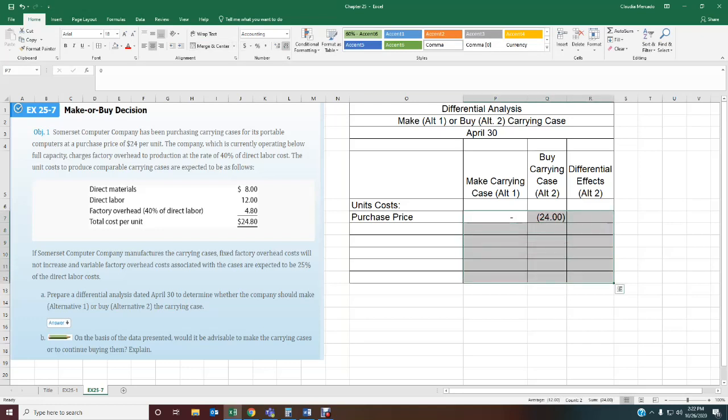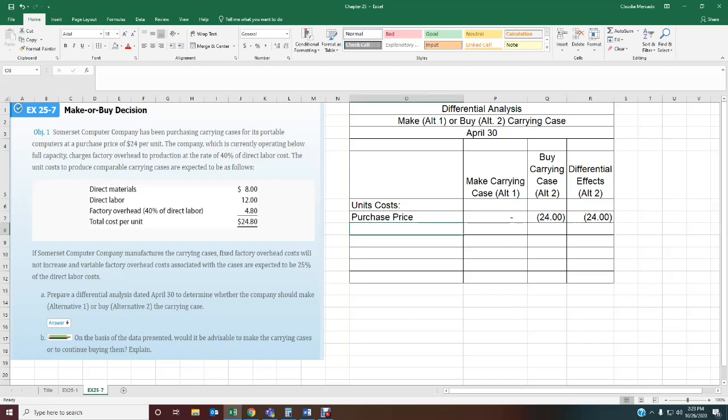Now, this number is going to be negative because I am paying. I am paying for the case. So this is money leaving the company. You're paying for a good, so it'll be a negative. Now you're going to compare your first option, your alternative 2 minus your alternative 1, and it'll give you a negative 24. That's the option if you purchase it. If you purchase it, you pay $24.